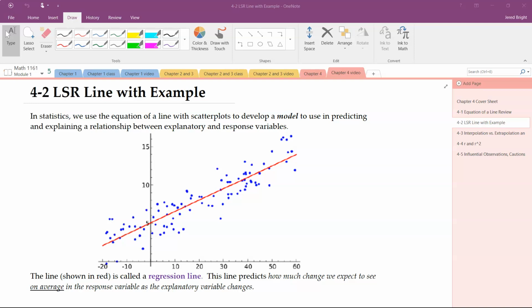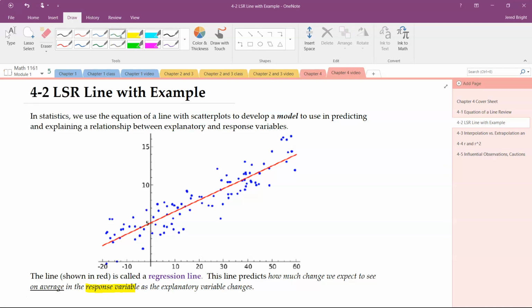We're not going to dig too deep into the calculations here, because just like the calculation for the correlation coefficient, the calculation for the regression line is intense, and that's why we leave it to technology. But the main thing we need to know is this regression line predicts how much change we expect to see, on average, key phrase, on average, in the response variable, due to changes in the explanatory variable.